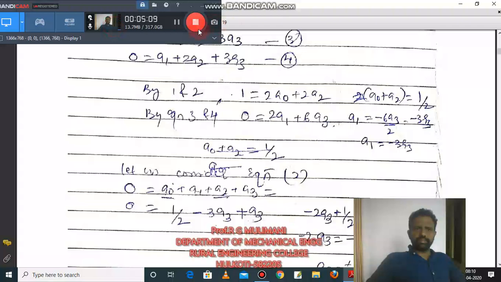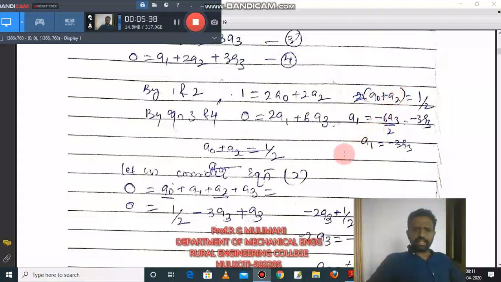Now see here, we are finding all the constants a0, a1, a2, a3 for the Hermite shape functions. Here 2 is taken common, so a0 plus a2 can be written as half. Similarly, by the other equation, 2a1 is equal to minus 6a3, so a1 is minus 3a3. Now we have a1 in terms of a3, and a0 plus a2.